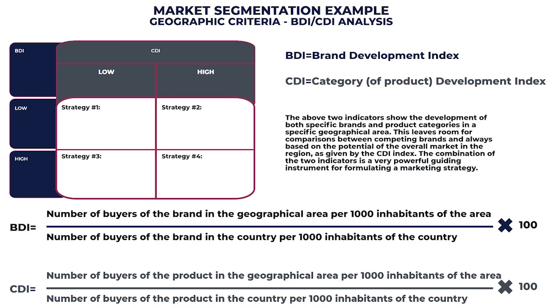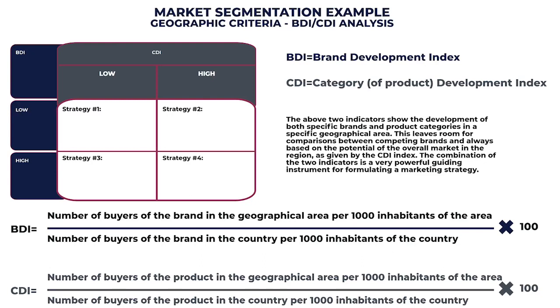And so there are not enough buyers, and this means that we don't want to invest in this area. We don't want to invest time, money, and resources in promotions and in other marketing initiatives in this area because it's too risky. So that's strategy number one, and it happens when we have both a low BDI and a low CDI indicator.